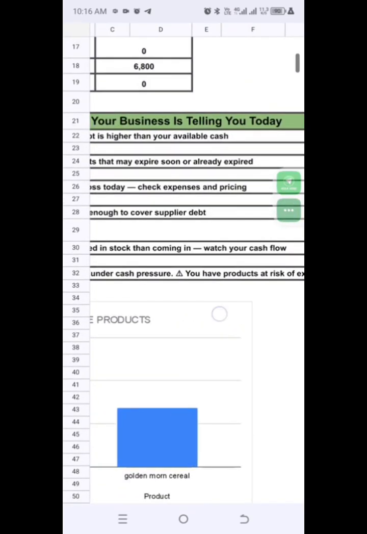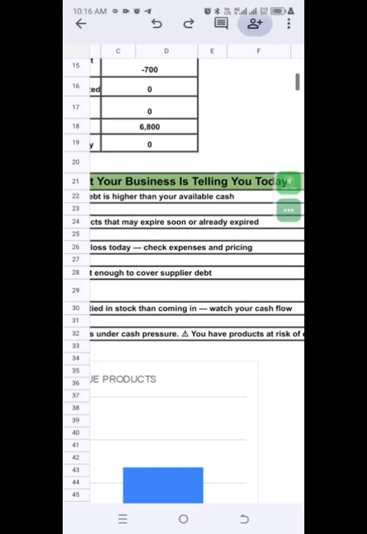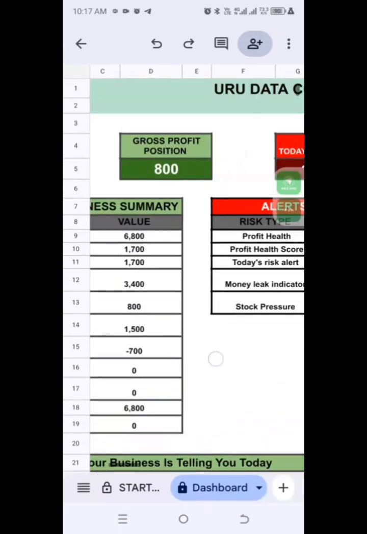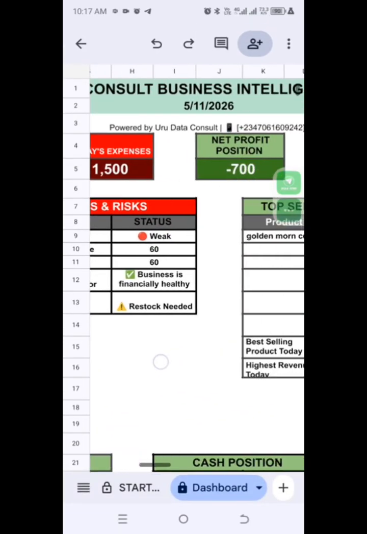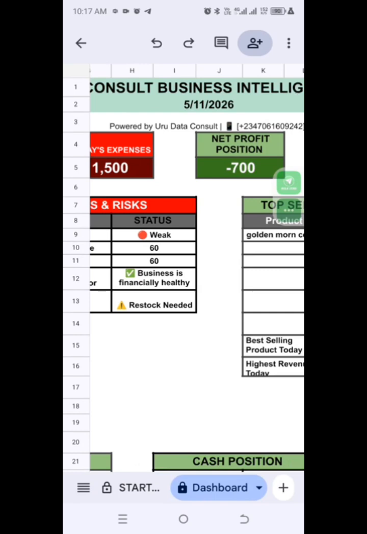So it's either our expenses or our pricing. Our pricing margin is tiny. Whenever your gross profit position or your net profit position is negative, it's telling you that something is wrong in your business. It's either your expenses are eating up your business or your price margin is too small, or maybe even both. That's why I call it net profit position.